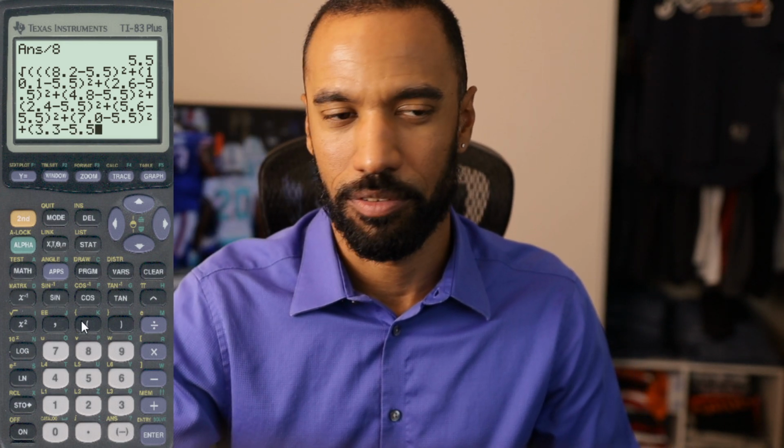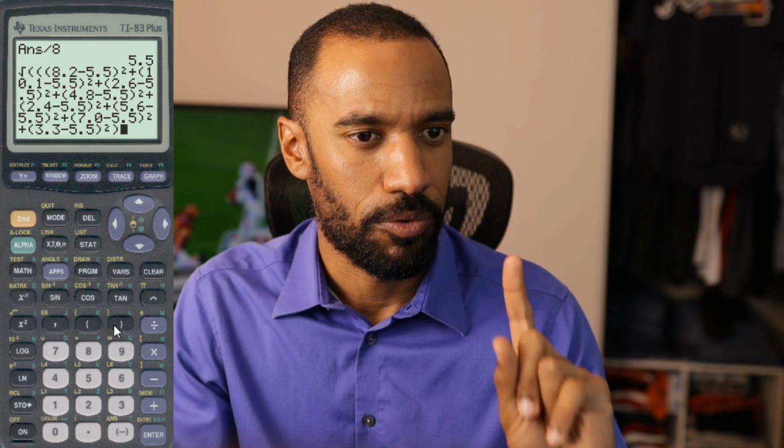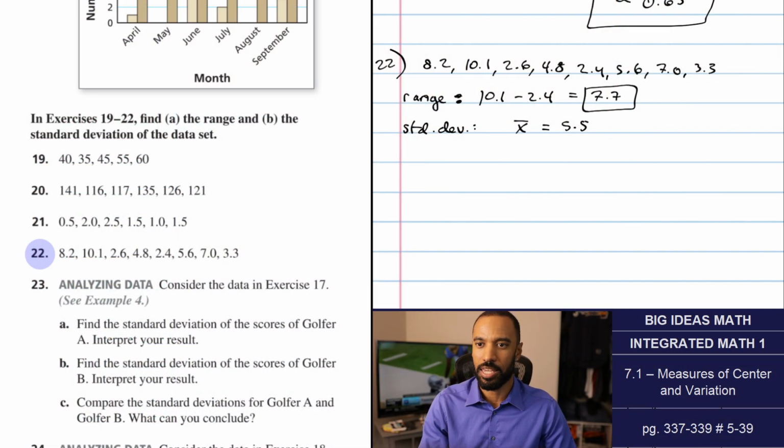Plus 3.3 minus 5.5 squared. Okay, don't press enter yet. That is the end of the numerator. Let's close off the numerator with parentheses. Now I divide by 8. And if I close this last set or not, doesn't matter. This is all within the square root. This will give me the answer. This is standard deviation, point blank, done. 2.599, so I'm going to put 2.6. So my standard deviation for this one is around 2.6.